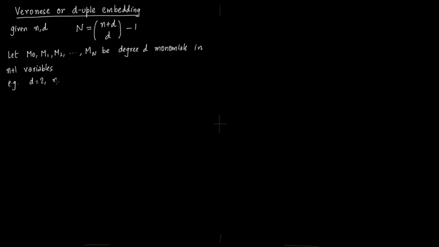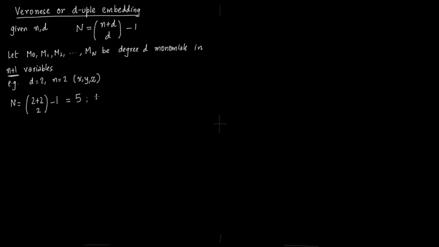So you set d as 2 and n as 2. So n as 2 means there are 3 variables x, y, z. Yeah, notice that it's n plus 1 variables. So what is capital N? Capital N is 2 plus 2, choose 2 minus 1, that is 6 minus 1, 5.